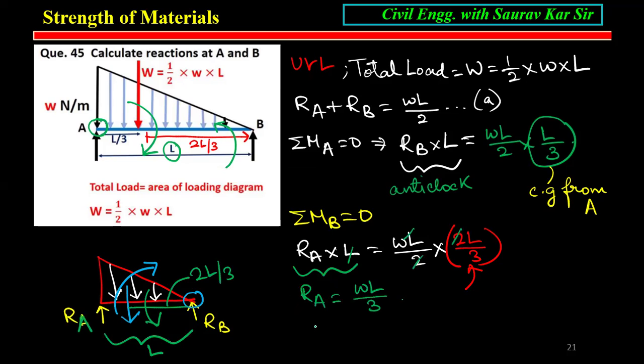RA is WL by 3, and similarly RB comes as WL by 6. RA is WL by 3 and RB is WL by 6. If you add these two, it will come as WL by 2 only. Just check.